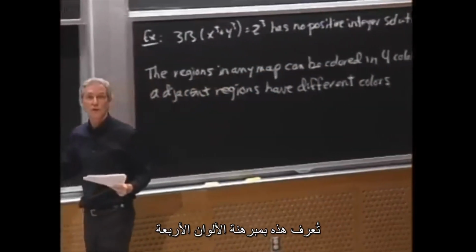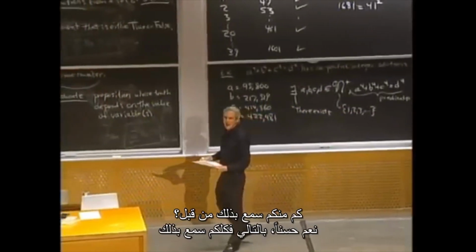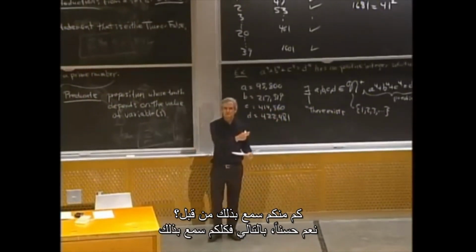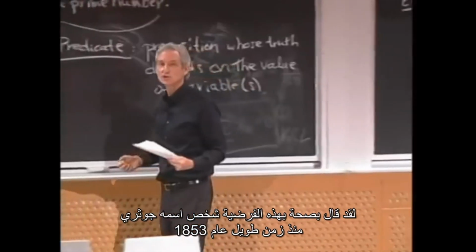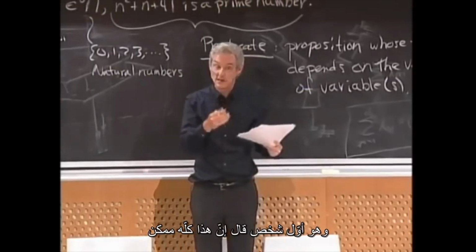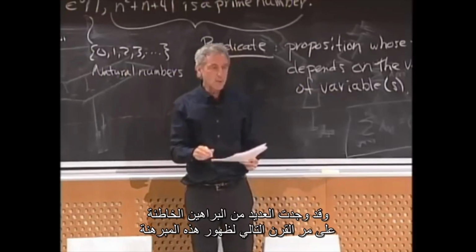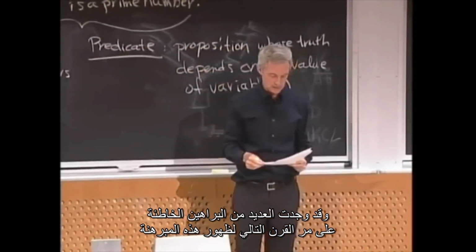This is known as the 4-color theorem, and it's very famous in the popular literature. How many people have heard of this theorem before? Yeah, okay, so you've all heard of it. It has a long history. It was conjectured by somebody named Guthrie in 1853. He's the first person to say this ought to be possible. And there were many false proofs over the ensuing century.